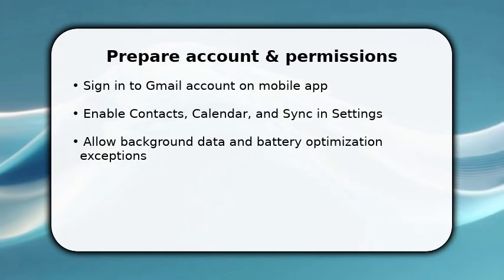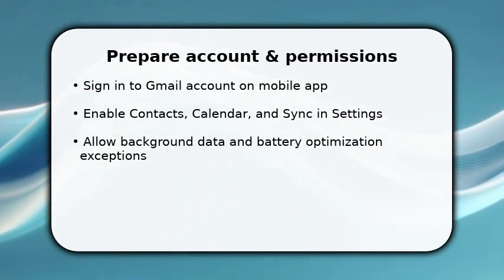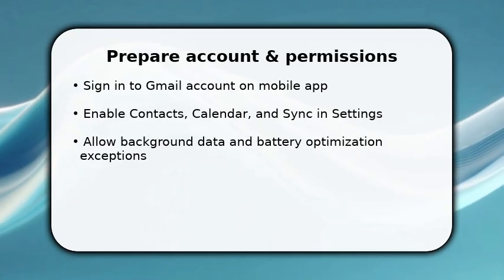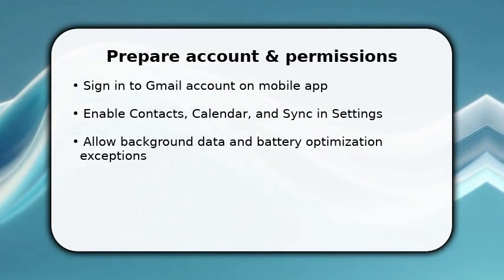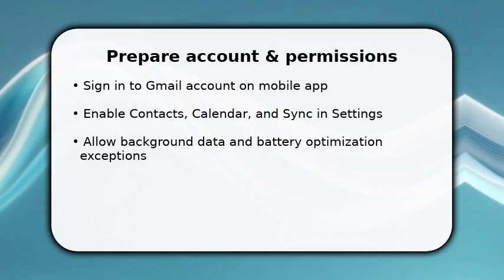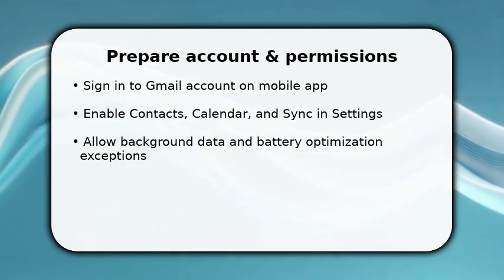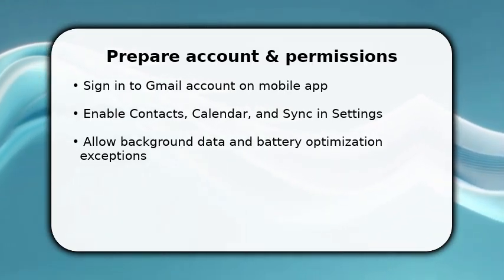You start by confirming account access and permissions so Sync works reliably. Open the Gmail app, sign in if needed, then go to Settings and tap your account. Turn on Sync for Mail, Contacts, and Calendar. This ensures Gmail can push changes.